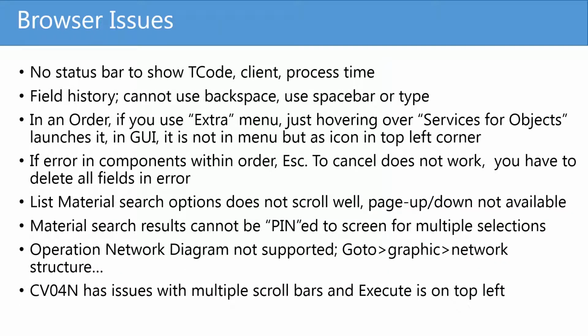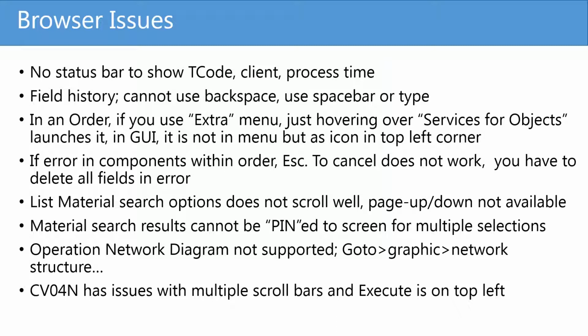Some of the issues we saw within the browser view were things like there's no status bar to show the T code, client, or process time of a transaction. The field history isn't easily activated. You can't just use the backspace. You can use the space bar or type, but it doesn't seem to always work. In an order, if you use the extras menu, just hovering over services for objects pops it up. That's a bit of a gotcha, so hopefully that will be remedied in the future.